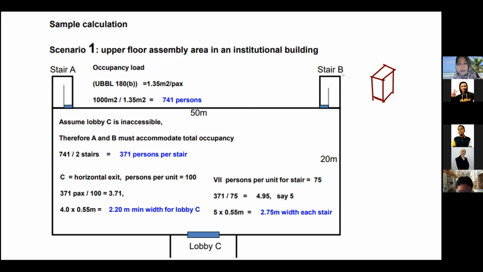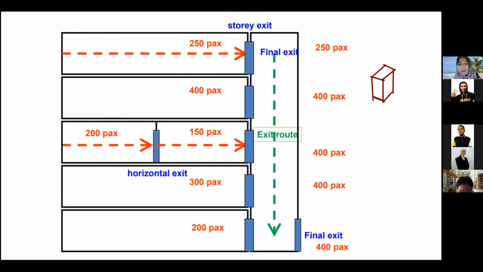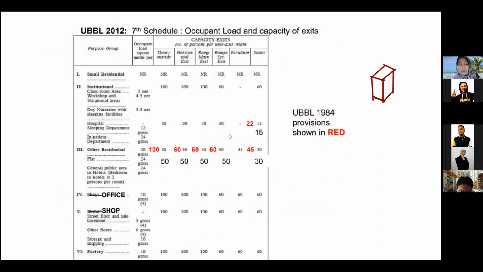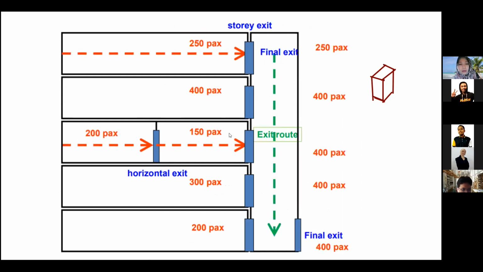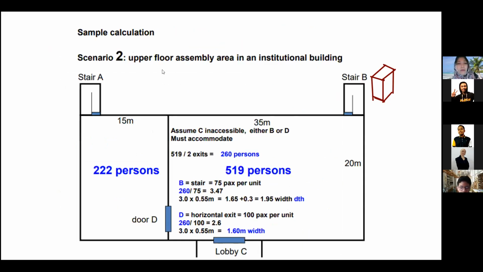Come, we see first the second scenario, but this one is for the upper floor. This is not inclusive of the ground floor plan. The upper floor. Upper floor assembly area in an institutional building, same goes to here. Kita tengok based on width and length dia per area.